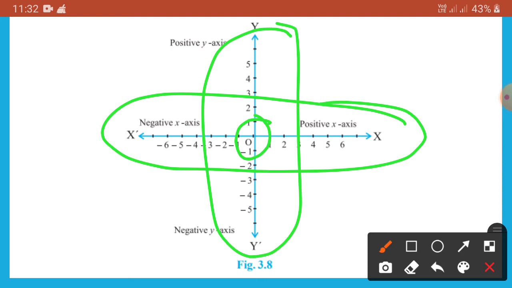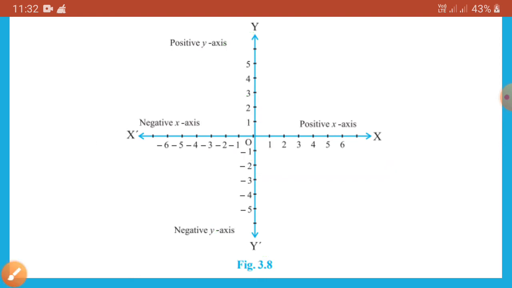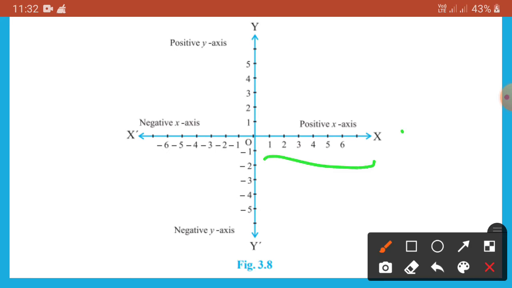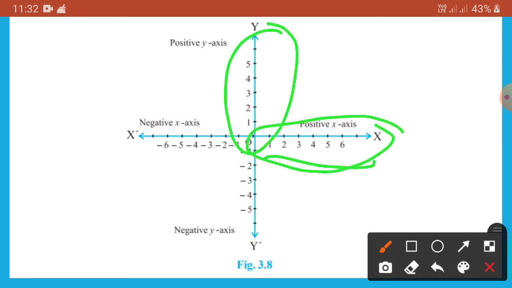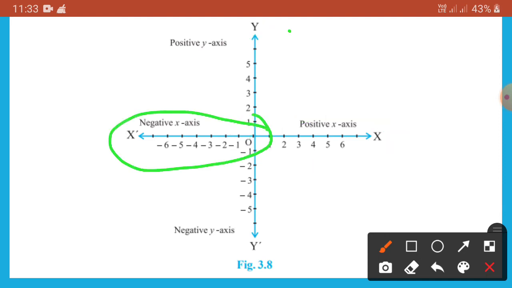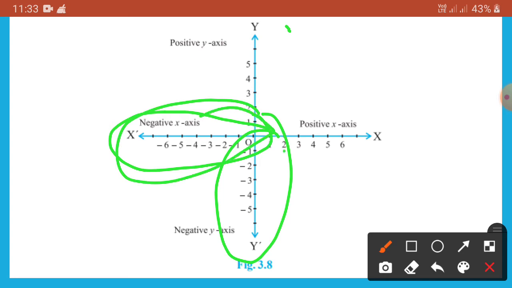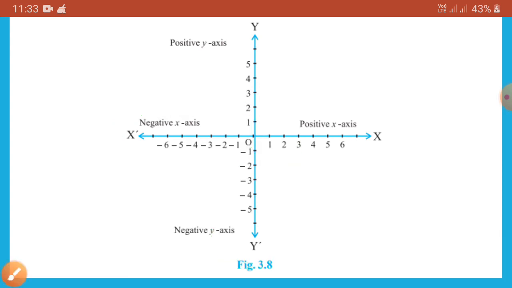Since the positive numbers lie in the directions OX and OY, OX and OY are called the positive directions of the x-axis and y-axis respectively. Similarly, OX' and OY' are known as the negative directions of the x-axis and y-axis respectively.